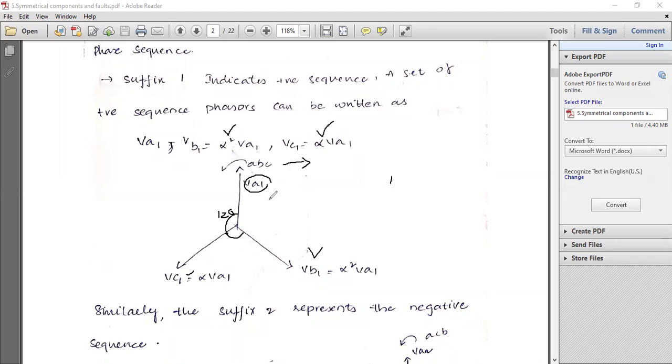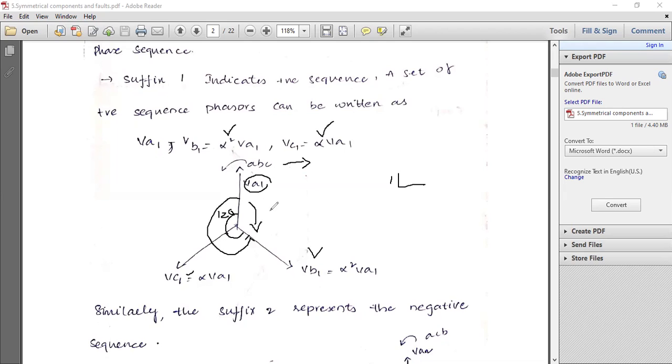So how can we represent VB1 in terms of VA1? In terms of VA1, that is 1 at an angle of 120 plus. Now you see here, this is VA1, this is VC1 and this is VB1. You should not express VA1 directly in this direction. This is wrong. If you want to express VB1 in terms of VA1, you should go in this direction. That's why this is 120 and this is 120, so total 240. You should not come in this direction.